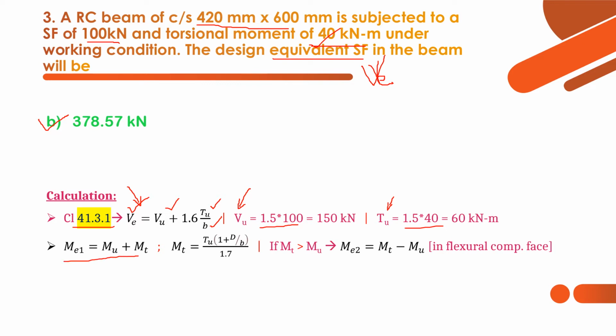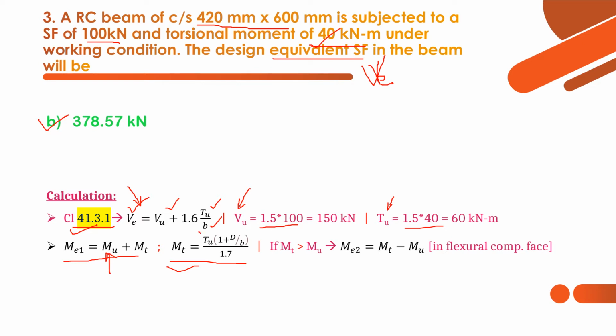There is another thing called equivalent moment. Me1 is equal to Mu plus Mt. What is Mu? Mu is nothing but the ultimate moment of resistance of the RC beam. What is Mt? Mt is nothing but equivalent flexural moment, and that is given by this formula: Mt is equal to Tu into 1 plus D by b divided by 1.7. This formula can also be found in clause number 41.4.